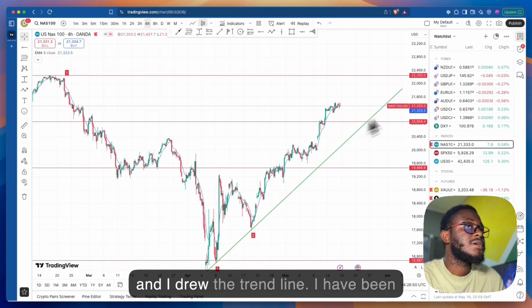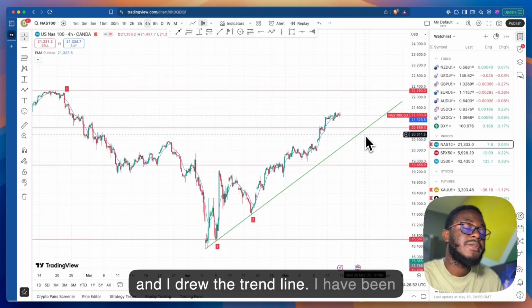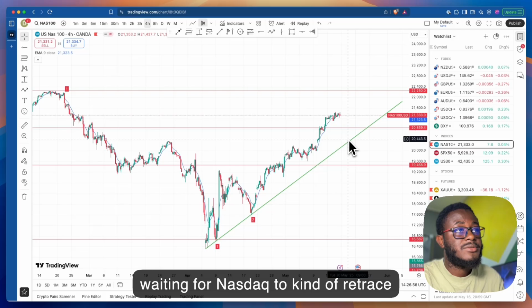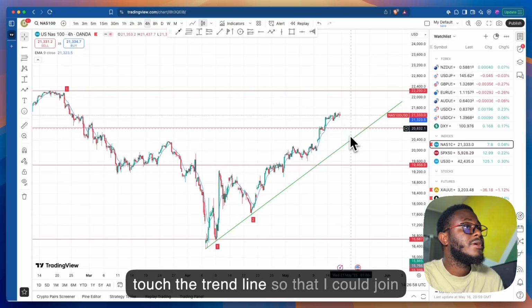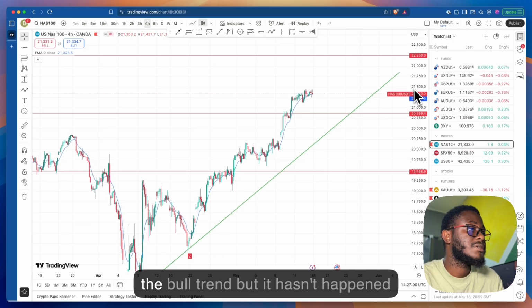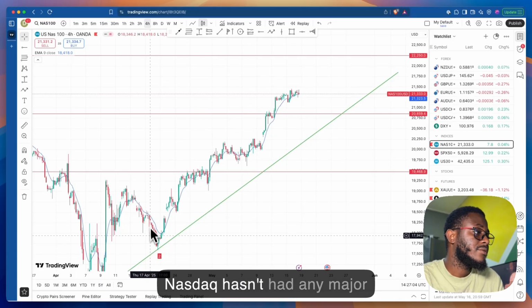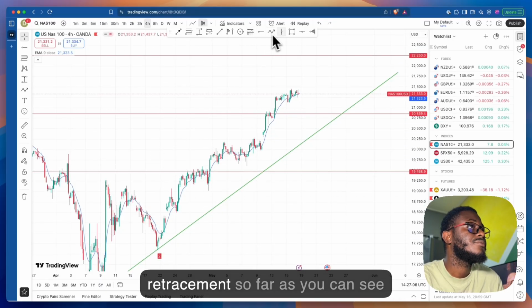As you can see, NASDAQ has been bullish, and I drew the trend line. I've been waiting for NASDAQ to kind of retrace, touch the trend line so that I could join the bull trend, but it hasn't happened. NASDAQ hasn't had any major retracements so far, as you can see here from this whole move.